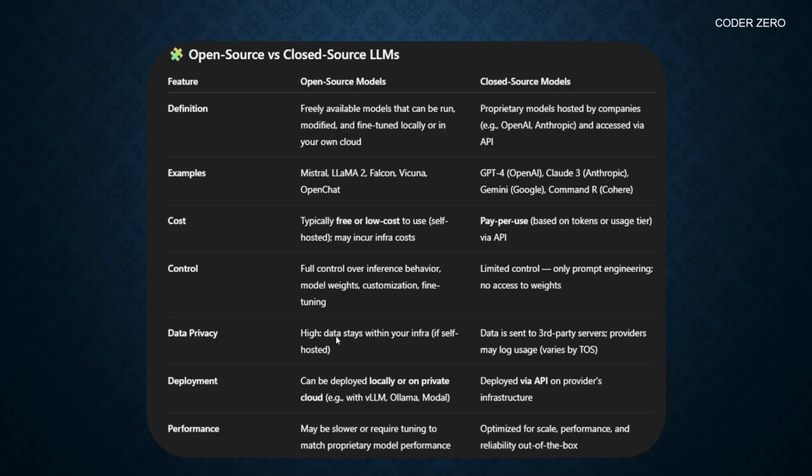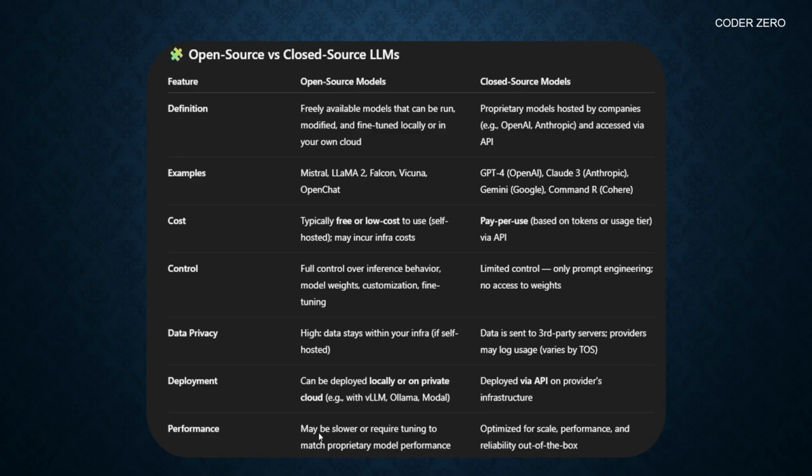Now data privacy. We have high data privacy in case of open source models because we are using our own infrastructure to develop and run, but data is sent to a third-party server in case of closed source models. So privacy is a big concern in case of closed source models. Now deployment: we can deploy locally or on a private cloud. Closed source models are deployed via API on the provider's infrastructure.